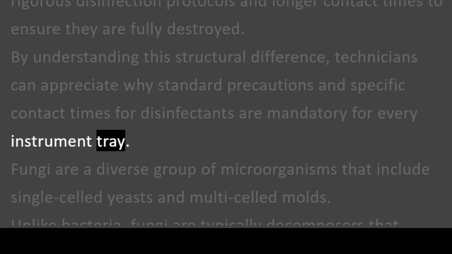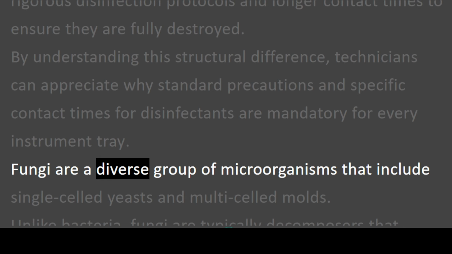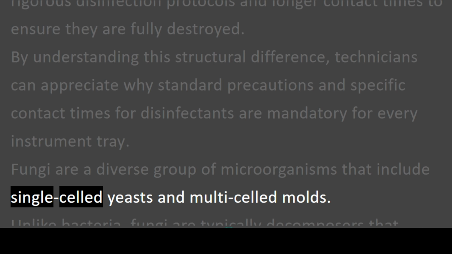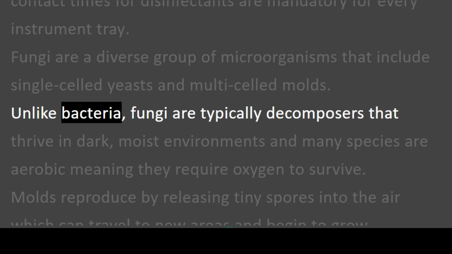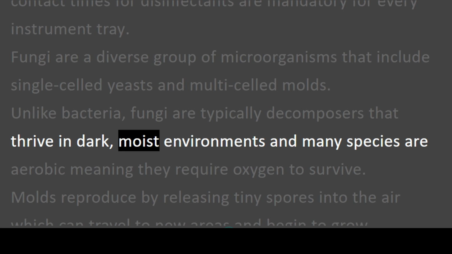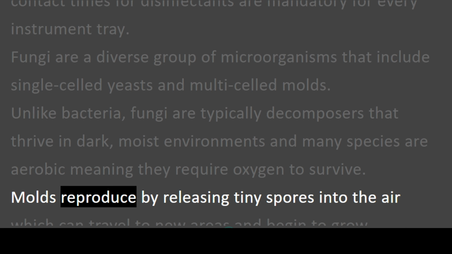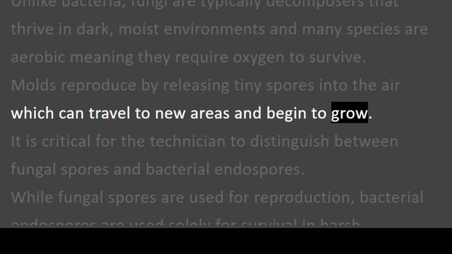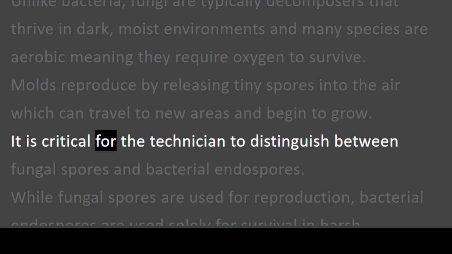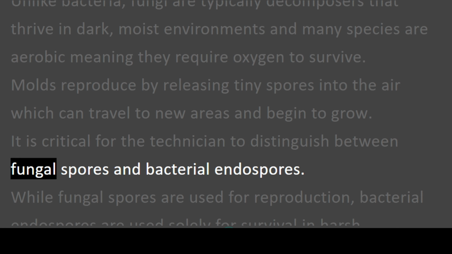every instrument tray. Fungi are a diverse group of microorganisms that include single-celled yeasts and multi-celled molds. Unlike bacteria, fungi are typically decomposers that thrive in dark, moist environments, and many species are aerobic, meaning they require oxygen to survive. Molds reproduce by releasing tiny spores into the air, which can travel to new areas and begin to grow. It is critical for the technician to distinguish between fungal spores and bacterial endospores.